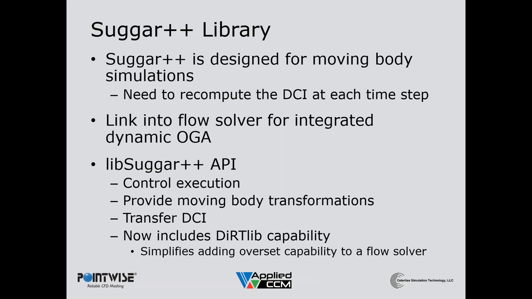Suggar++ is designed for moving body simulations to efficiently recompute the DCI at each time step. It's available as a library to link into the flow solver to provide a tightly integrated dynamic overset grid assembly process. The library provides calls to control its execution, obtain the moving body information, and transfer the DCI back to the flow solver. It now includes an implementation of the DirtLab capability, which is another library I developed years ago, and is made available within Suggar++. Using the DirtLab capability can simplify the addition of an overset capability to a flow solver.